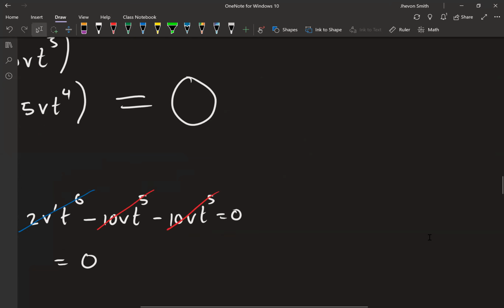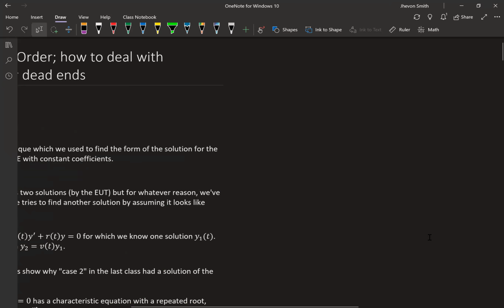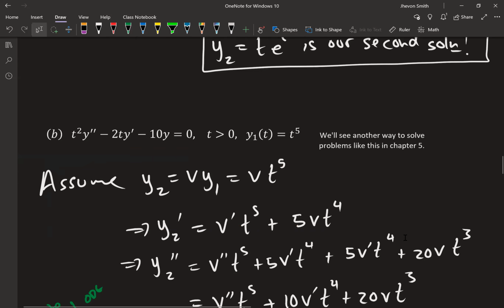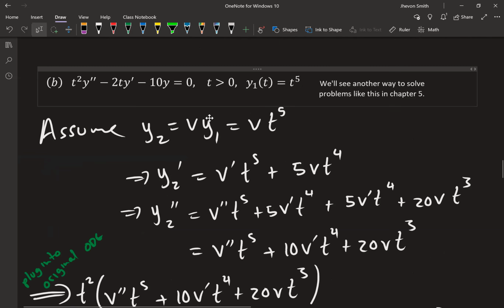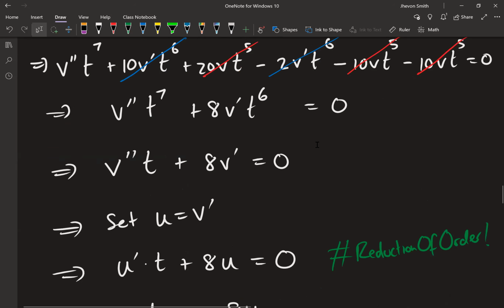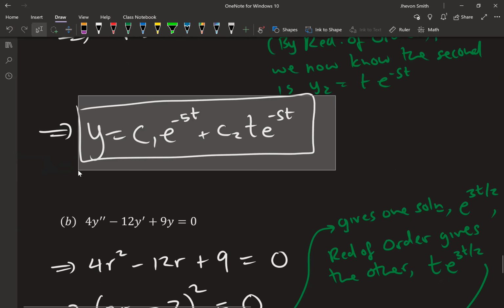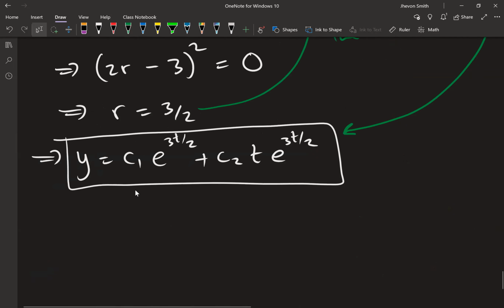And yes, I agree with the comment. It's very cool. So that's reduction of order, guys. As you can see, it does work a little bit more generally than with constant coefficients. Here's an example with non-constant coefficients. This type of equation here is called an Euler's differential equation. We're actually going to deal with that in chapter 5. But for now, hopefully you have some appreciation of why the solution had to look like that.